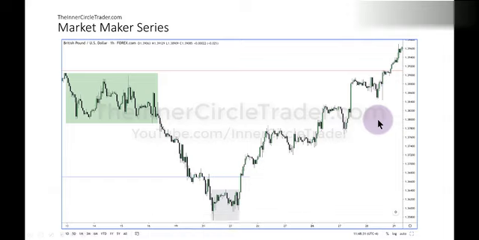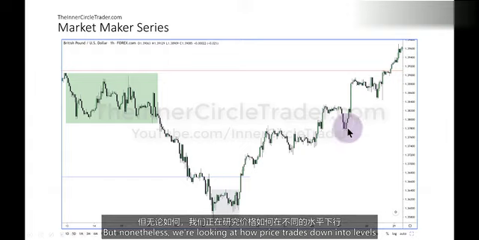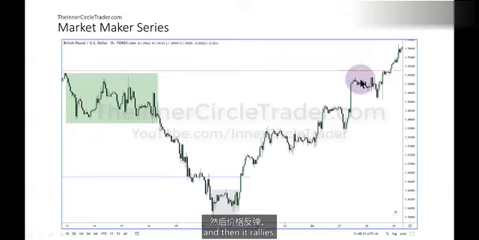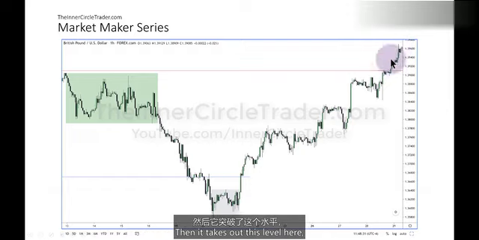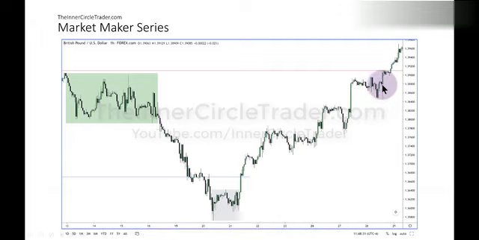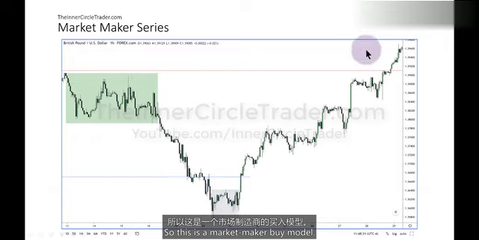All of these lows here are critical, as we'll talk about in later discussions that are outside this video. But nonetheless, we're looking at how price trades down into levels that take out short-term lows. Short-term lows are taken here, it rallies. Short-term low was here, it took it out, and then it rallies. Short-term low here, trades down below it, and then on FOMC right there, it wipes it out one more time and then rallies. Then it takes out this level here, which will be critical later in other videos in this series. And ultimately takes out all the buy stops above this relative equal high and or original consolidation. So this is a market maker buy model.